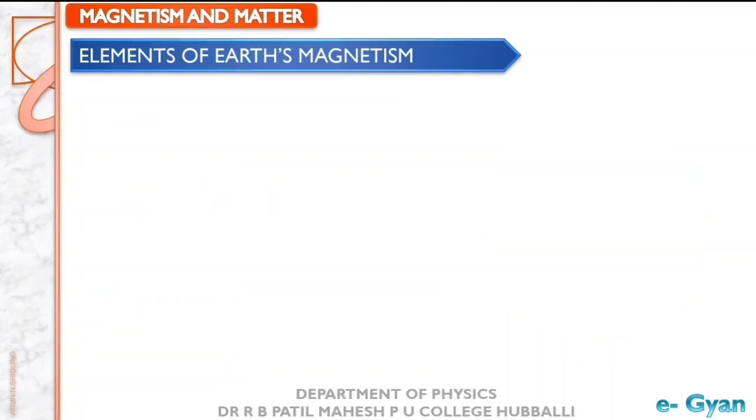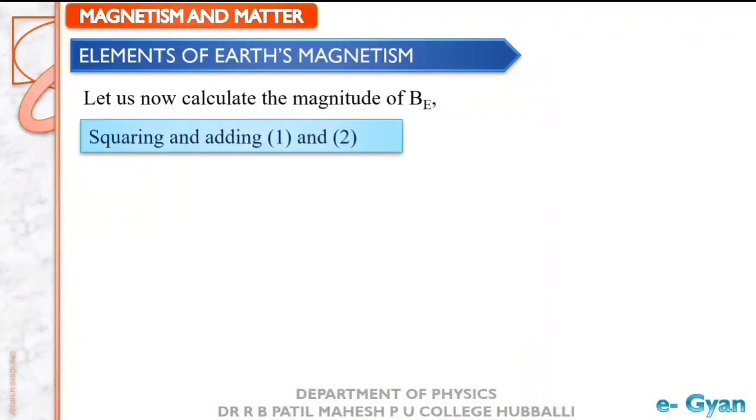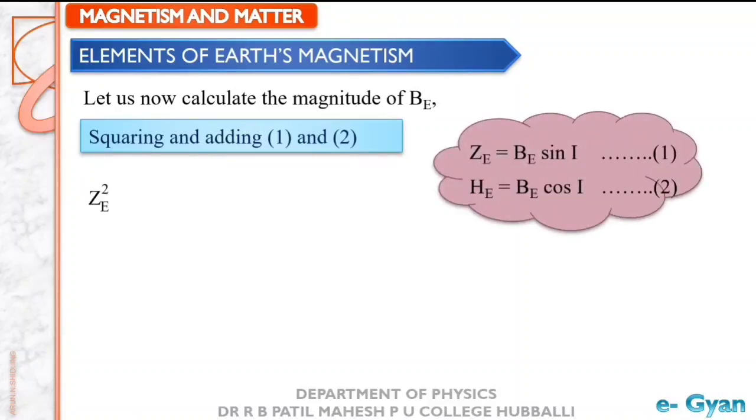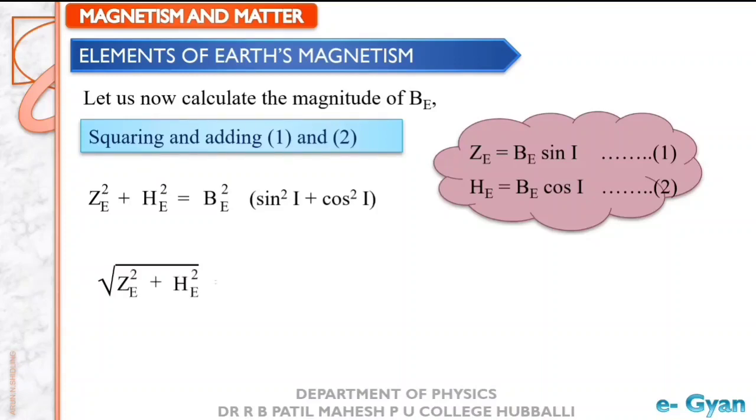Moving ahead, let us find out the magnitude of B at a place. Squaring and adding equations 1 and 2, we get ZE square plus HE square equals BE square times (sin square I plus cos square I). So we can write root of (ZE square plus HE square) equals BE, which gives us the value of the total magnetic field at a place.